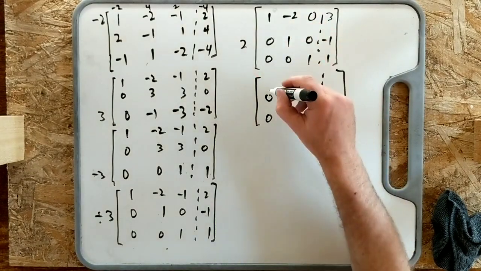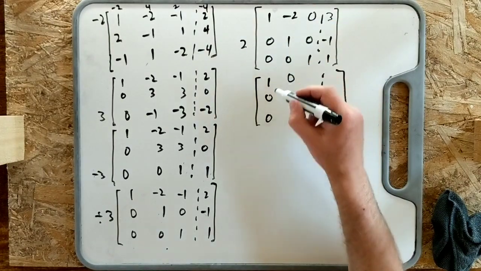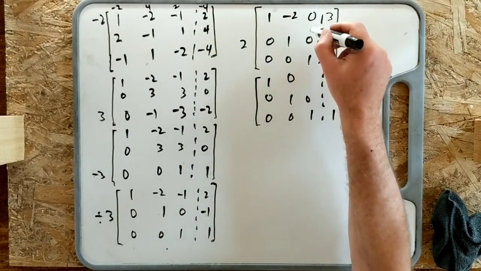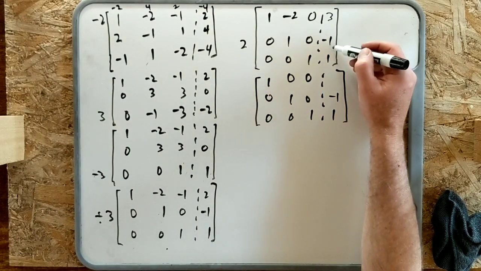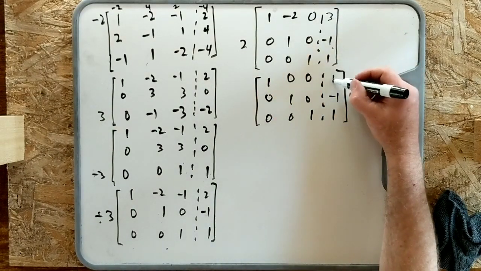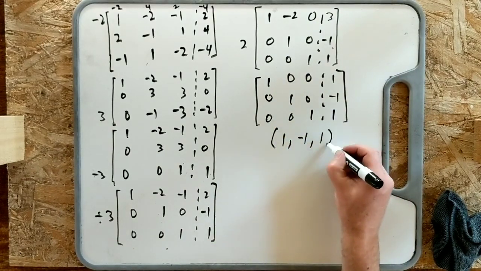Okay, so 2 times 0 plus 1 is 1. That doesn't change. 2 times 1 is 2 plus negative 2 is 0. And 2 times 0 is 0 plus 0 is 0. And then finally 2 times negative 1 is negative 2 plus 3 is 1. So that means my answer is 1, negative 1, 1.